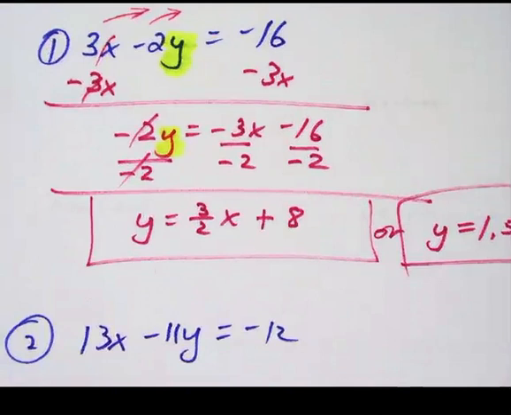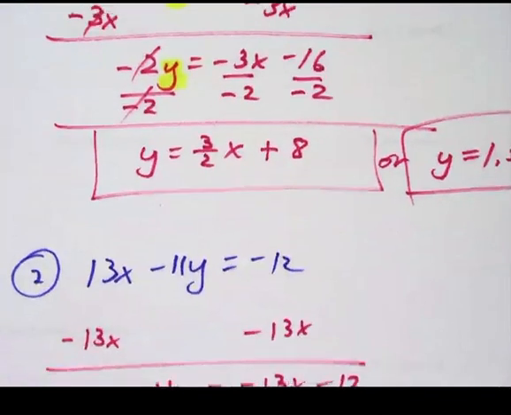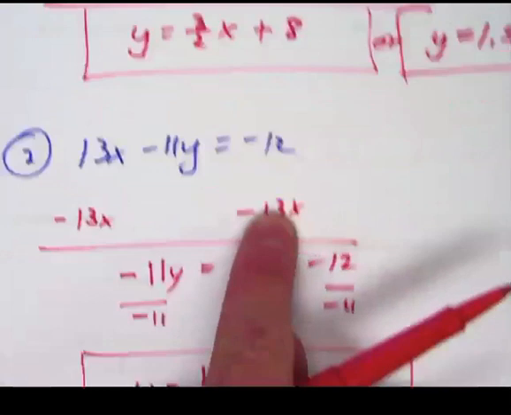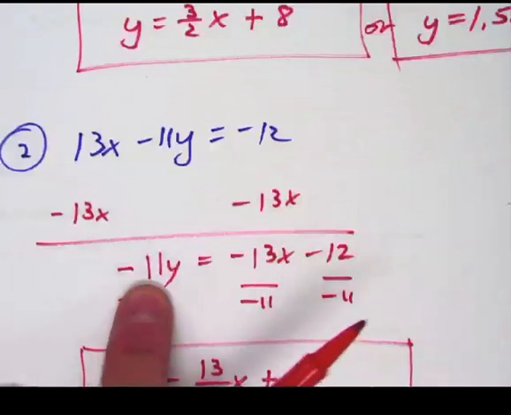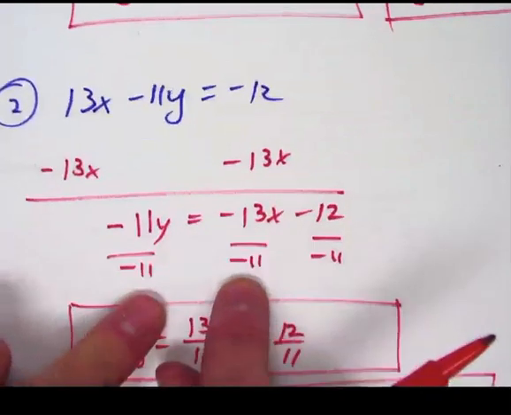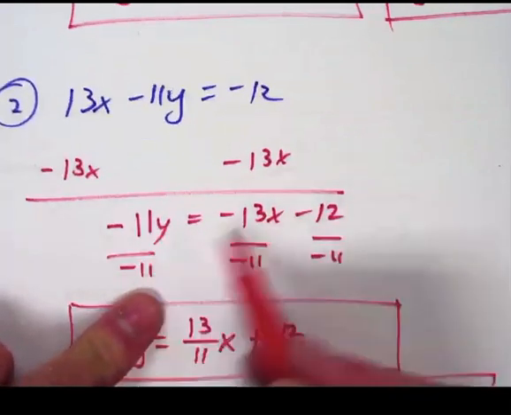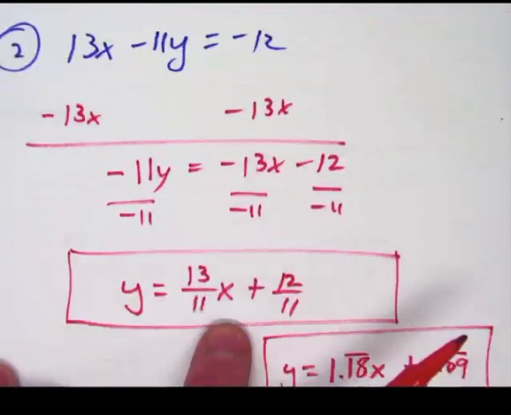Welcome back. Here's what you need to do. You need to subtract 13x on both sides. That's what I did here. Then I have 11y equals minus 13x minus 12 just by bringing the 13x over. Now I can divide everything by negative 11 because that's the negative 11 here that I want to get rid of. Divide every term by negative 11, which yields this solution.